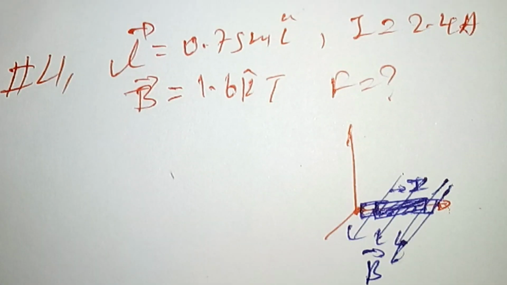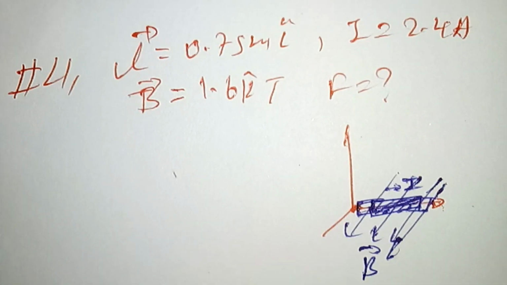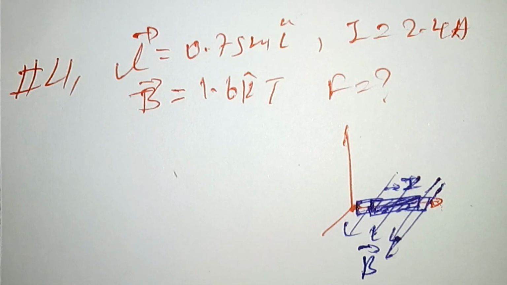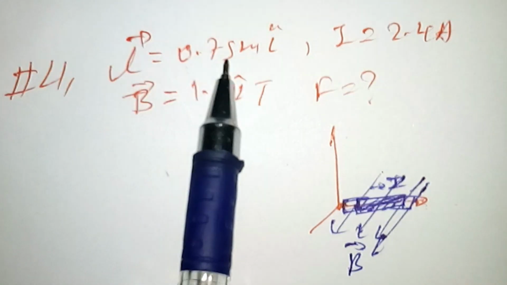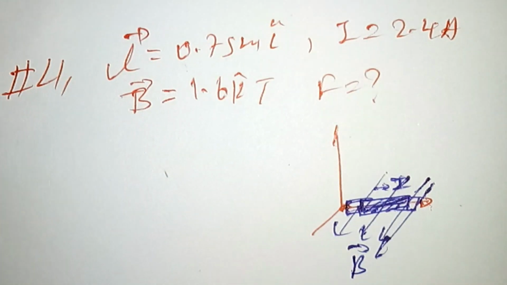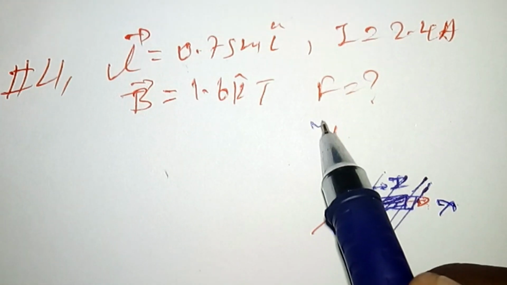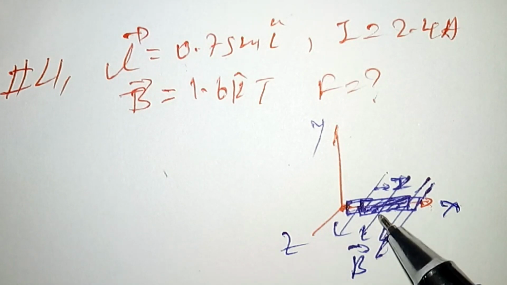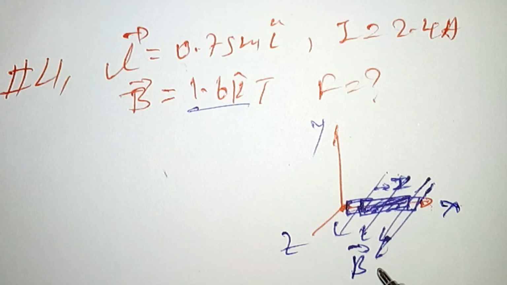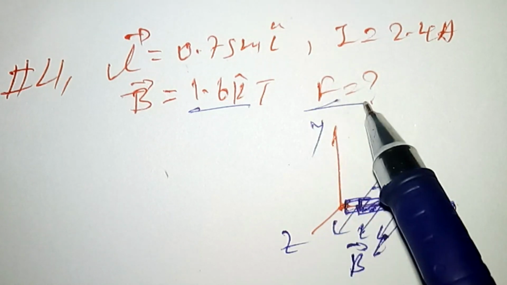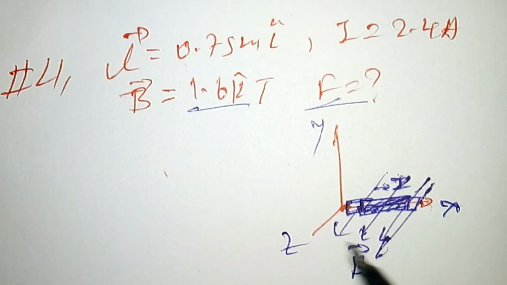This question is the same as question number 3. This is the entrance examination of different years, the same question but in a slightly different way. That means if the current carrying wire of this length is lying along the positive x-axis, this is x, this is y, and this is z-axis, and the magnetic field is acting along the positive z-axis, then what will be the magnetic force on the current carrying wire?